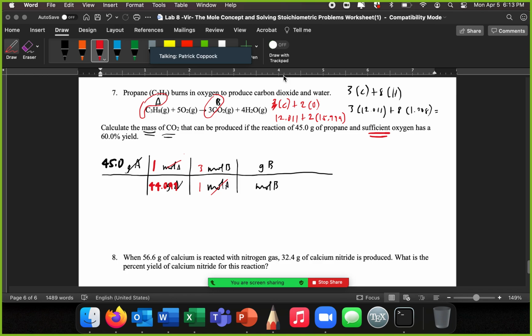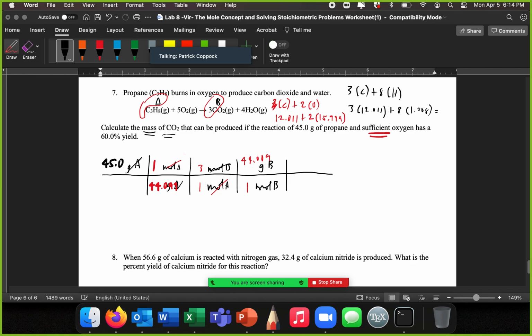12.011 plus 2 times 15.999 equals 44.009. Wow, it's remarkable how close those are, 44 and 44. Did I calculate that right? 3 times 12 is 36, plus 8 is 44. Yeah, these are almost the same. That's 44.097, and this is 44.009. It's pretty funny. Okay, and that's going to give us the grams.